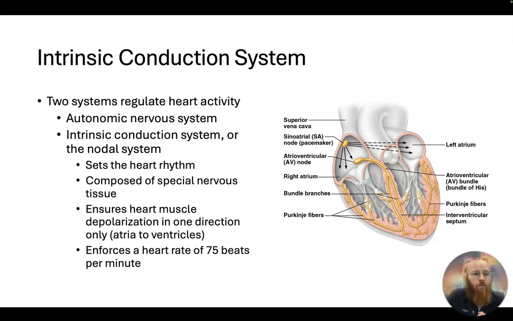But then you also have what we're going to focus on here, which is that intrinsic conduction system. This is ultimately going to set a heart rhythm. It's composed of special nervous tissues that can work independently of your ANS. This is what's going to make sure that your heart muscle depolarizes in a single direction, starting at your atria and then down into your ventricles. This is also going to enforce a heart rhythm of around 75 beats per minute.